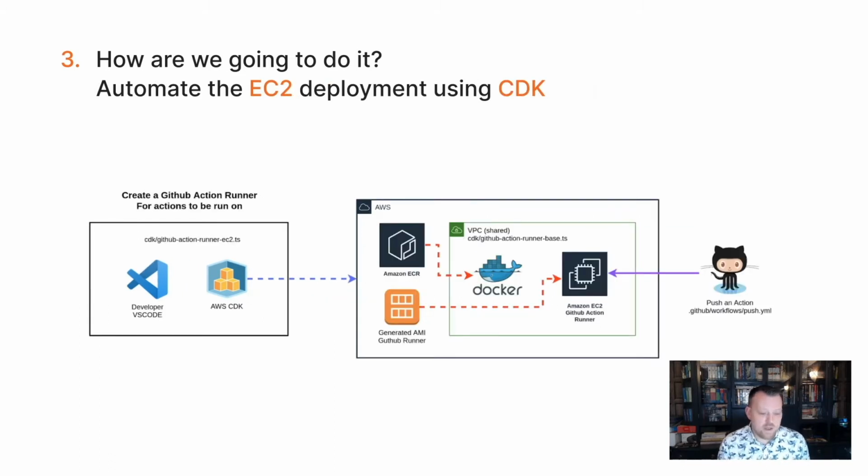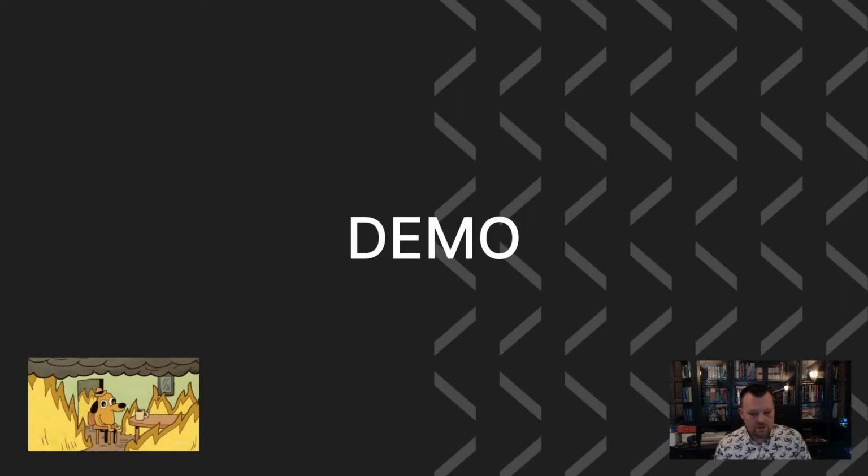Finally, we then stand up an EC2 stack based on the AMI that we built, and it will be expected to pull the Docker images at runtime from the ECR and run the actions as they get triggered from GitHub. So let's get into a live demo.